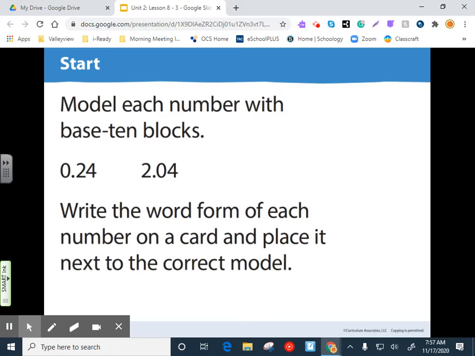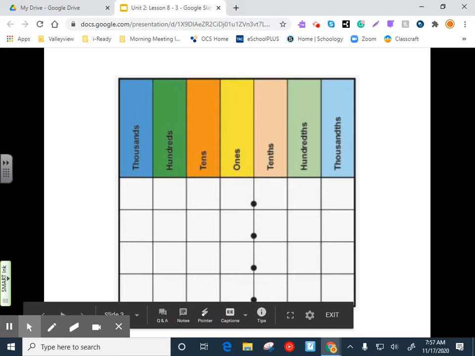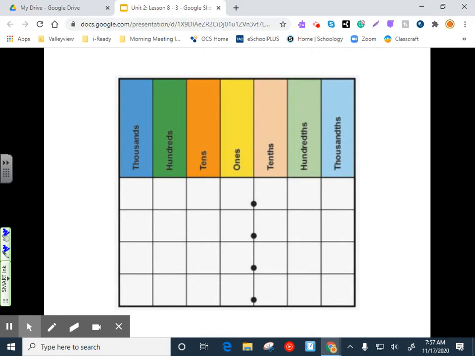So, again, with no base 10 blocks to use, we're just going to use these numbers in a place value chart. So we have 24 hundredths and 2 and 4 hundredths. And we're going to write the word form of each number on a card and place it next to the correct model. We're actually not going to do that. We're going to do it like this. Okay, so our first number is going to be, let's put this right in here.